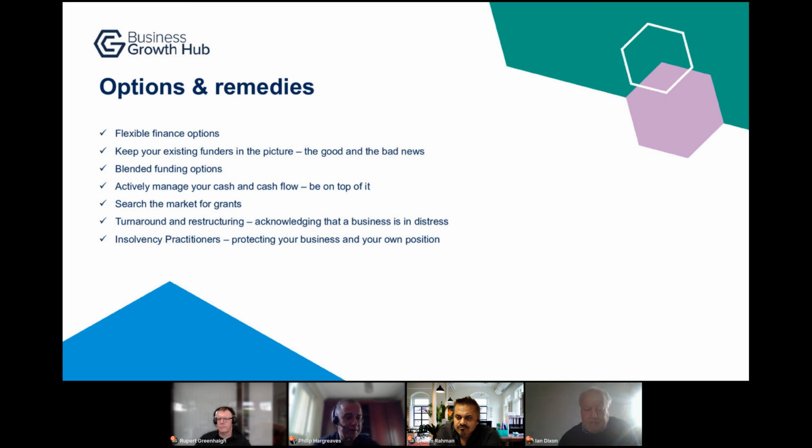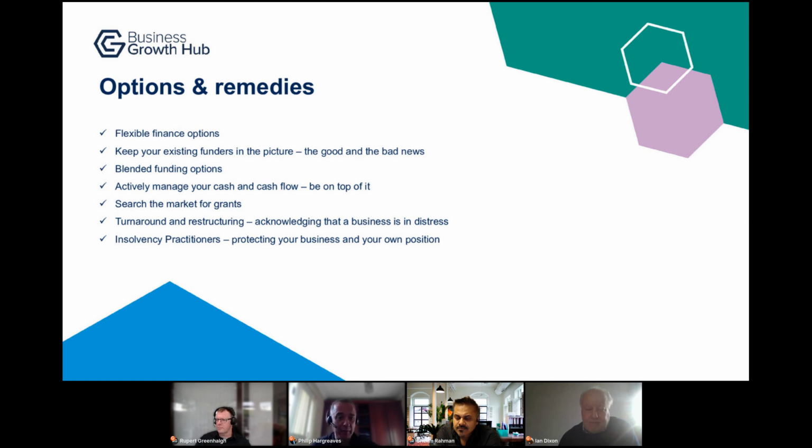The one thing we always say in Access to Finance is keep your existing funders in the picture. Give them the good news, but also give them the bad news. Help them to understand what the problems are that are impacting you and your business. And in that way, the chances are that they're likely to be more sympathetic and more supportive and more helpful.